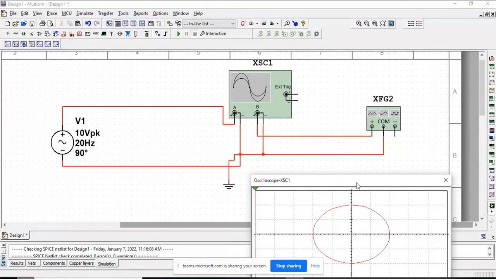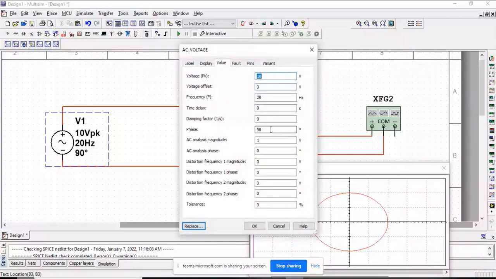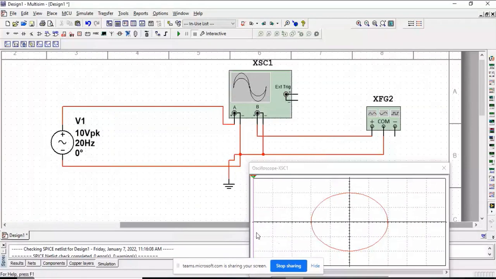Lissajous pattern. But in experiment, when you will calculate the unknown frequency using the Lissajous pattern, in that case, function generator is sufficient. Suppose that I have kept it at 0 degree phase. Okay, then you will get a straight line. You can see.